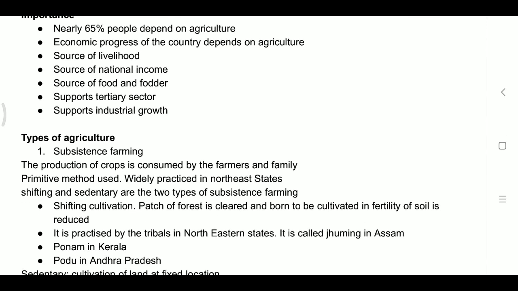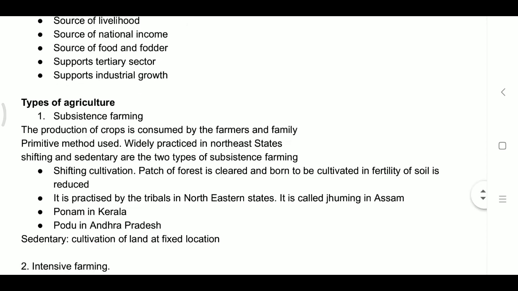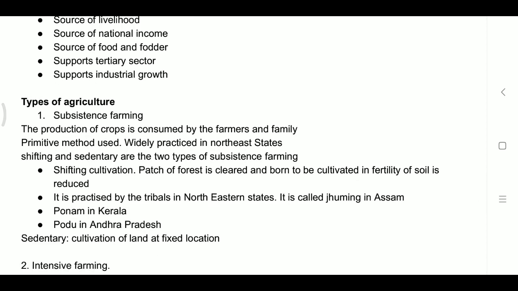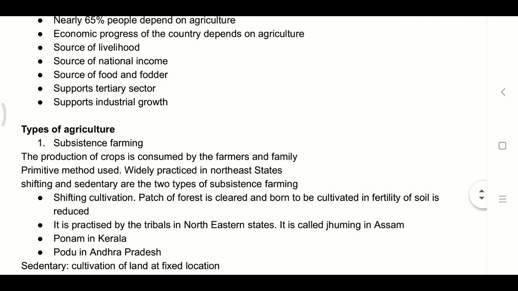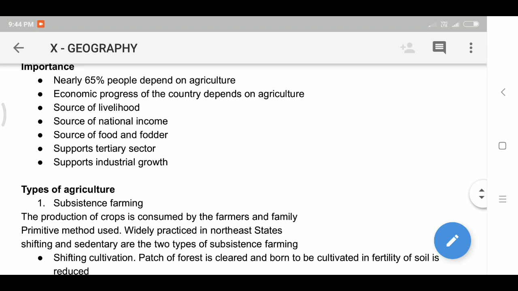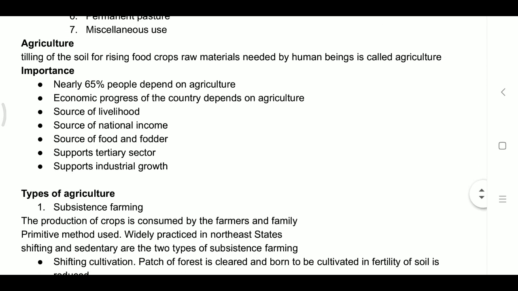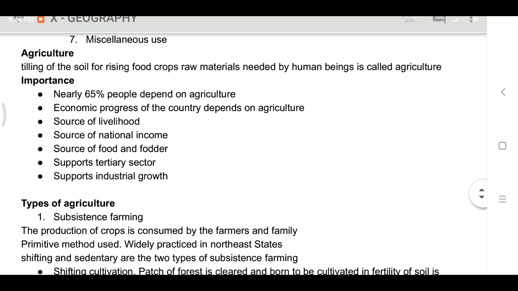It encourages the tertiary sector: transportation, banking, tourism. It supports industrial growth because industries, especially agro-based industries, are dependent on the agricultural field.